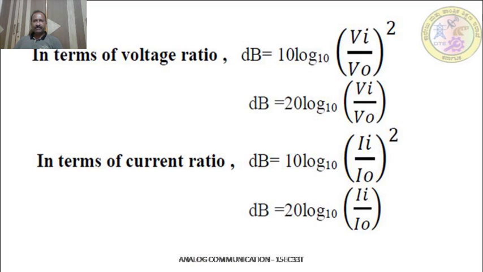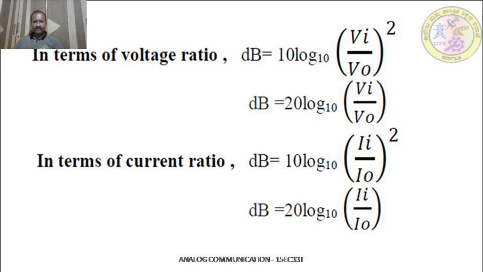But in case of power, this value becomes 10. But in case of voltage, this value becomes 20 log base 10 Vi by V naught. Similarly, you can express decibel in terms of current. We know the relationship between power and current. Power is equal to current square into resistor. You can substitute input power is equal to input current square into resistance. Output power is equal to output current square into resistance. Resistance cancels. I divided by I naught whole square.